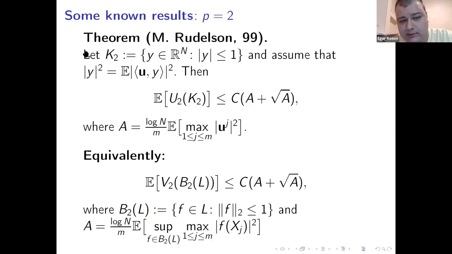The first result is due to Mark Rudelson, one of the most known of his results, I think. If we consider the Euclidean ball and assume that the random vector u has unit covariance matrix, or you can assume that the norm is defined by this expression, you can read it from left to right or from right to left. Then the expectation of this error is bounded by some expression, but A is the crucial part here. A is this expression.